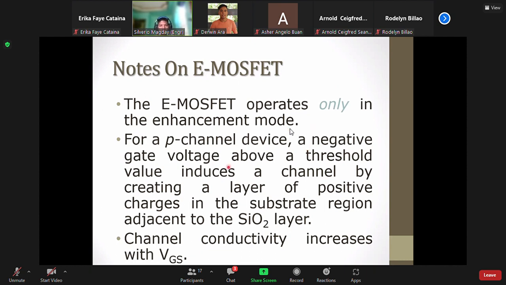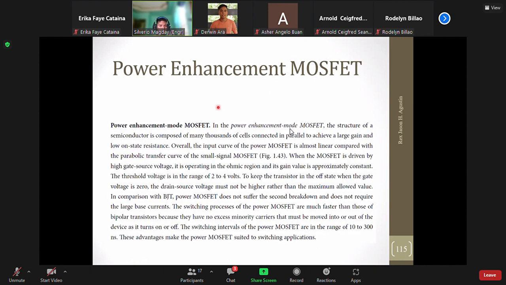So, pag sa P-channel, yung negative gate voltage above a threshold value induces now a channel by creating a layer of positive charges in the substrate region, silicon dioxide layer. Channel conductivity increases with VGS. So as it increases, yung channel conductivity also increases since it is for VGS greater than 0 pag sa enhanced MOSFET.